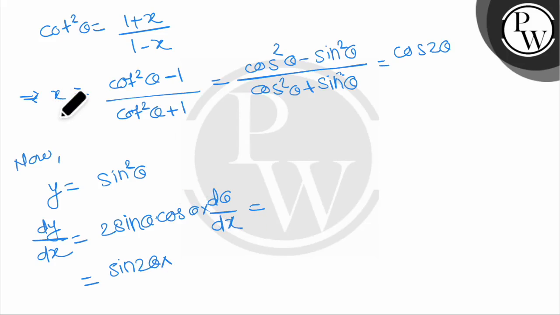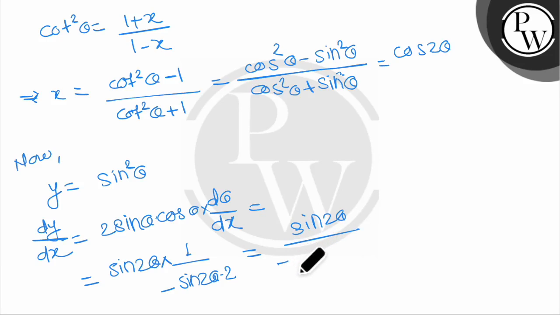What is the value of dx by d theta? This is the x. If you differentiate this, dx by d theta becomes 1 upon minus sine 2 theta into 2. So write the simplified answer, sine 2 theta upon minus 2 sine 2 theta. So guys, sine 2 theta will get cancelled. Your final answer will be the minus 1 by 2. So this is the value of dy by dx.